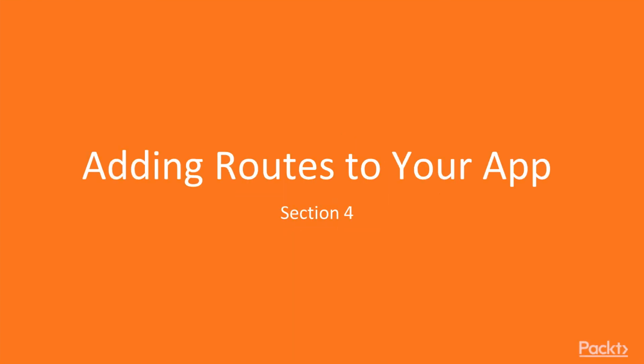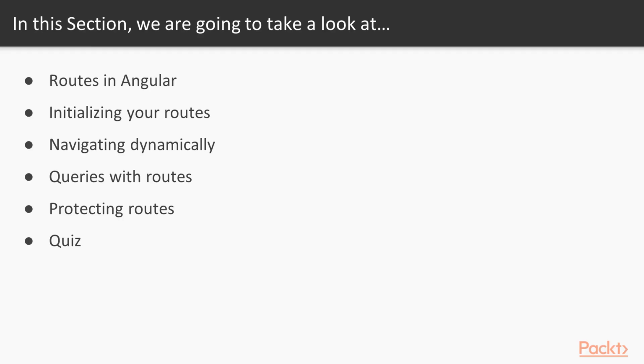Hi, welcome back. In the last section, section 3, we looked at services and creating your first service. In this section, section 4, we're going to add routes to your application. First of all, we're going to take a look at what routes are in Angular and learn how they work. Then we're going to initialize your routes and find out how we can do that in Angular. Then we're going to make our application a bit more dynamic by navigating programmatically.